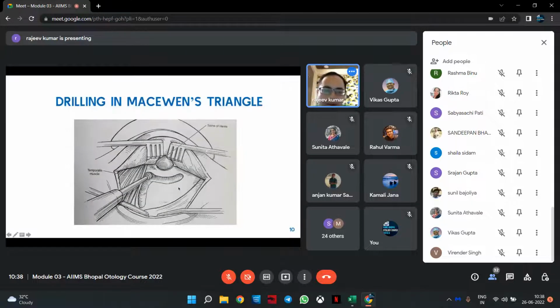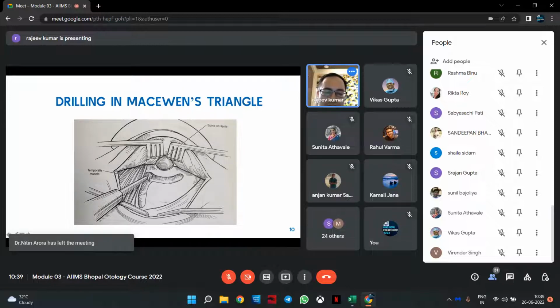Now, as ma'am has already told about this McEwen triangle, this triangle is the landmark for your mastoid antrum, and the spine of Henle is here. So we have to start anterosuperior to the spine of Henle, because it is the landmark for the external osseous canal, which we have to preserve in canal wall up. So for all the beginners, the residents, please do not drill out the spine of Henle in the beginning. This is a very important landmark and you must preserve it till the end of your surgery.